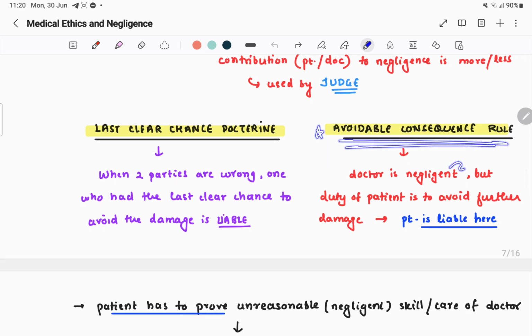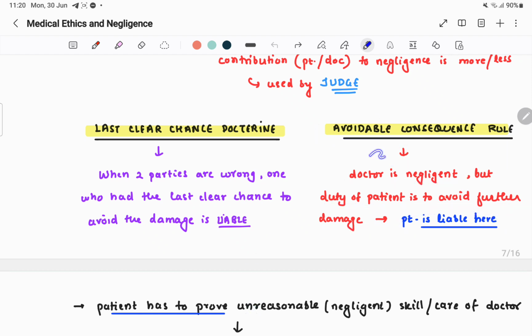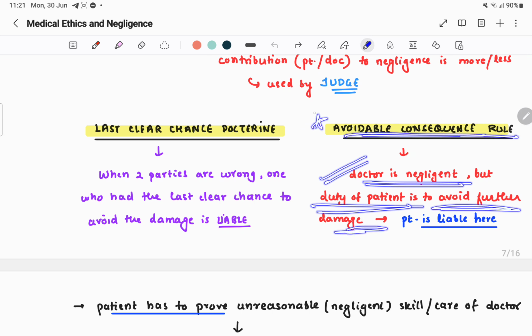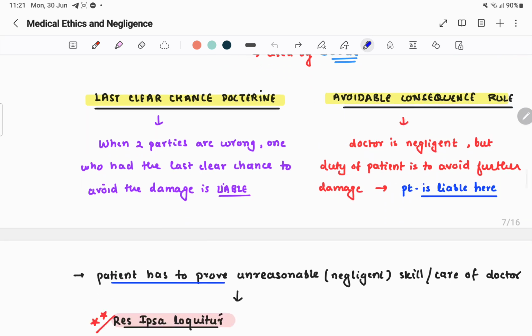Avoidable consequence rule: the doctor is negligent, no doubt, he or she must have done something in a hurrying mood. But the duty of the patient is to avoid further damage, right? Avoidable consequence rule, so the patient has to avoid further damage, so the patient is liable here.